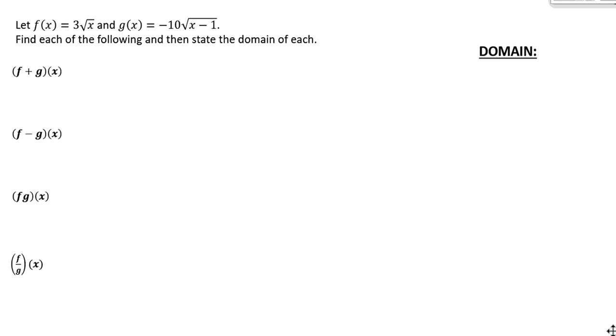Okay, next example, we've got f of x equals 3 square root of x, g of x equals negative 10 square root of x minus 1. All right. Let's start with the domain of each one individually. So the domain of f of x, stuff underneath, x has to be greater than or equal to 0. Easy.